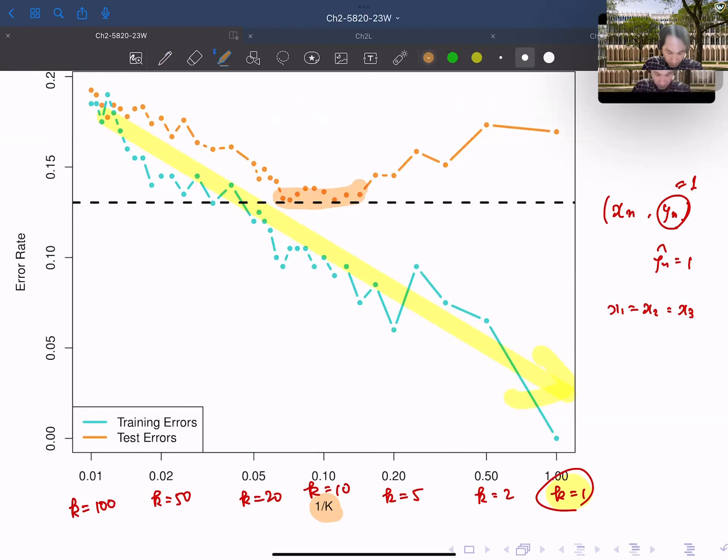But for the test data set, the test error is minimized at some certain range, probably around here. So k is equal to maybe 8 to maybe 15. Larger k gives a smoother boundary. So k is maybe around 15. This is probably the best value of k.